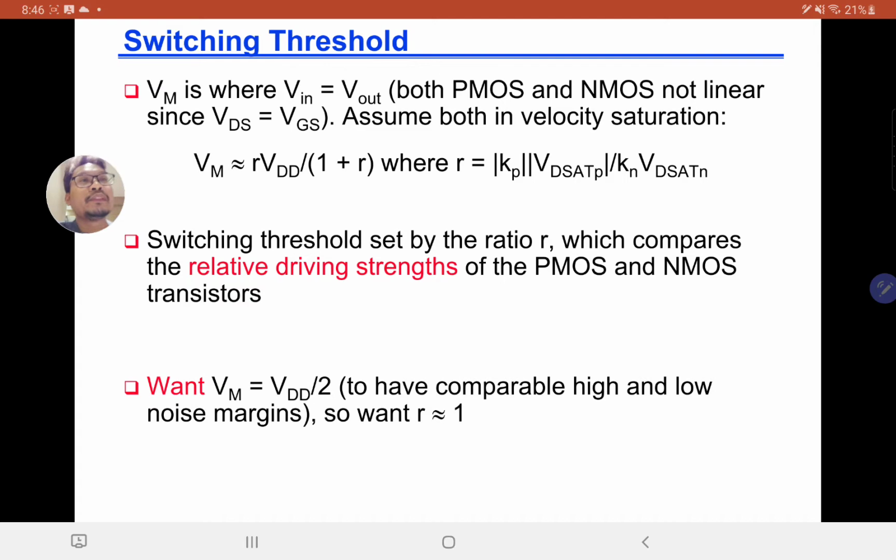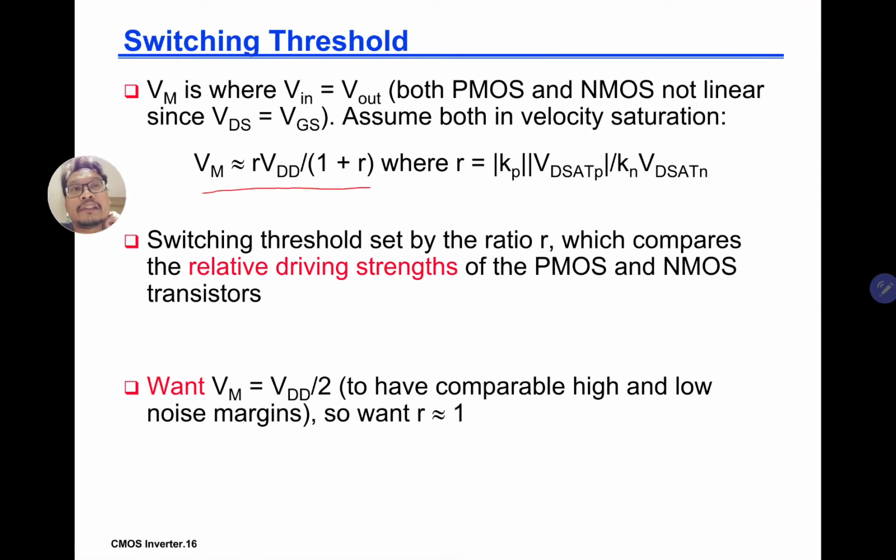VM is 1.25, okay, 1.25 volts, VDD over 2, and most likely both devices are going to be in velocity saturation, which means that we have current flow in both the PMOS and the NMOS. Okay, so here it is given that VM is approximately equal to R VDD over 1 plus R, where R is given by this equation: Kp VD sat P over Kn VD sat N.